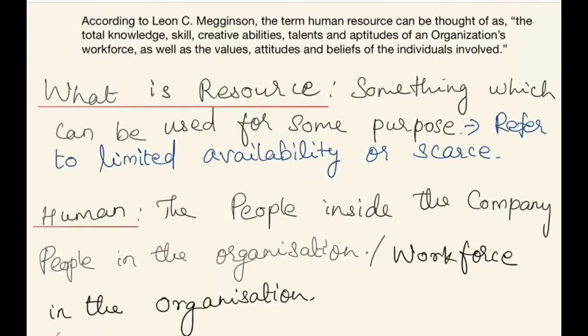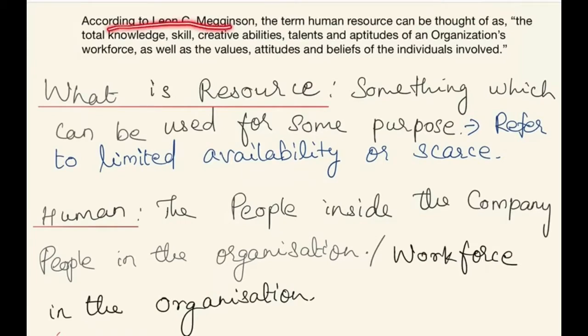Okay, let us discuss what is human resource management. Let us take the first word, human. Who is a human? Human indicates people inside the company, people inside the organization, the workforce in the organization. The people who are working for a particular organization are called human. What is a resource? Always something which can be used for some purpose, which also has limited availability or is scarce. Whenever we see scarcity in something, we call it a resource and we try to preserve it.